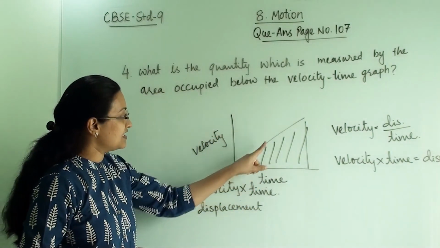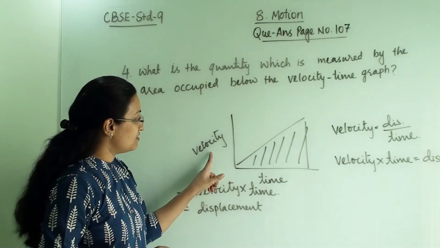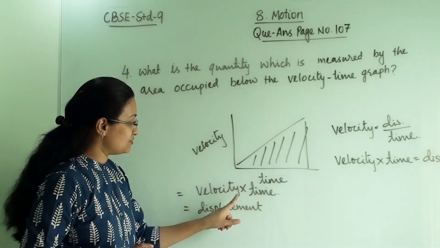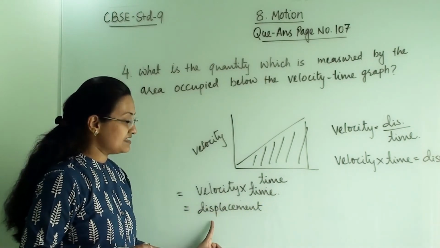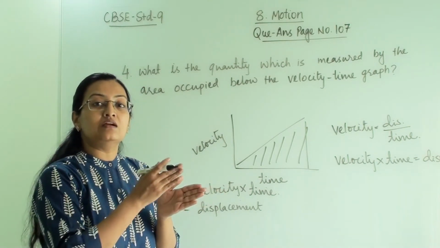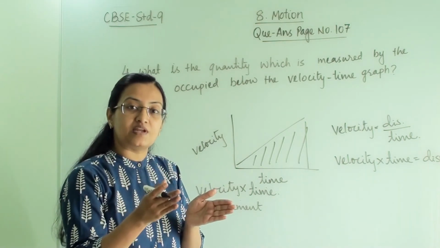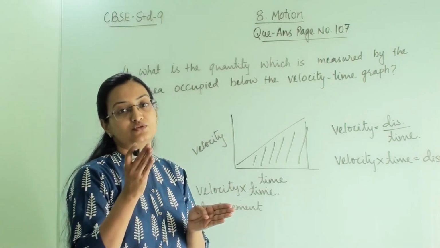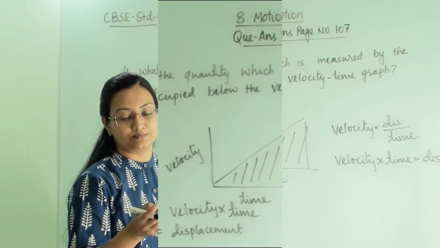So when we take this area covered under the velocity by time graph, it is velocity into time, and that is our displacement. So it will give us the total body movement, or the total displacement of the body from the initial position to the final position.